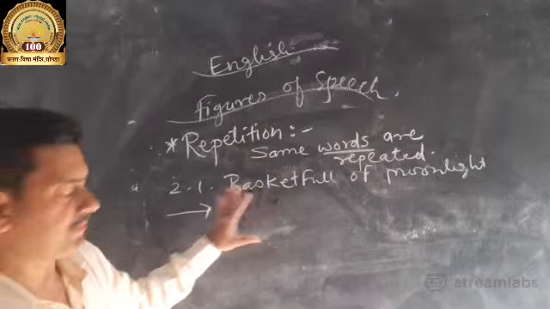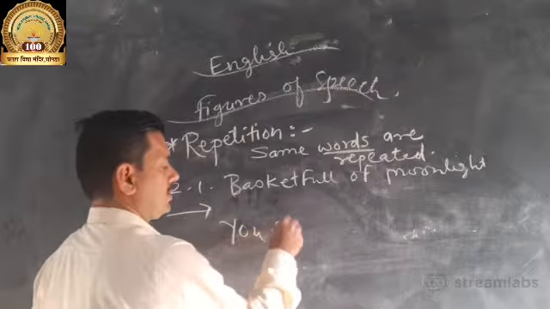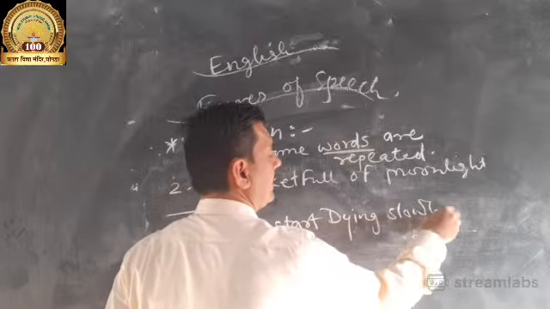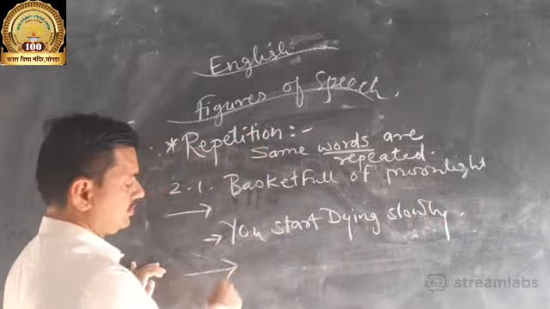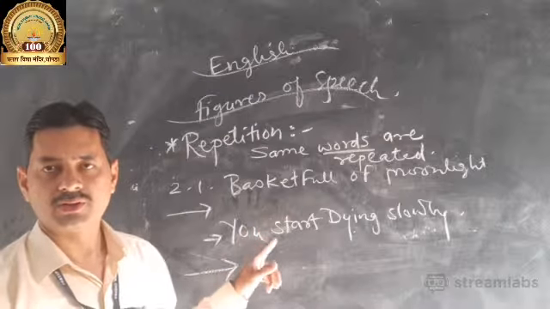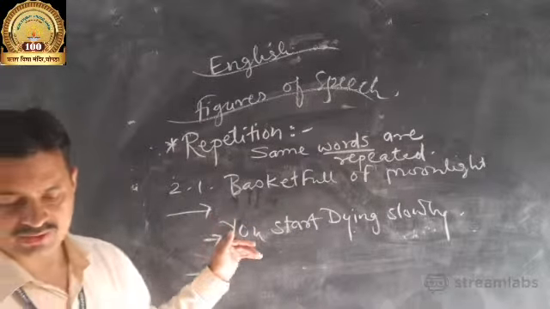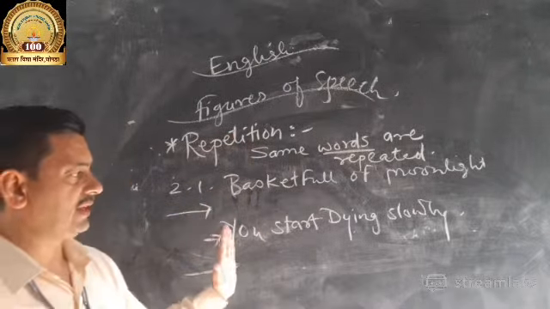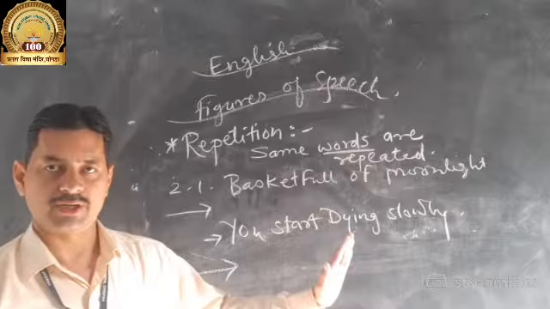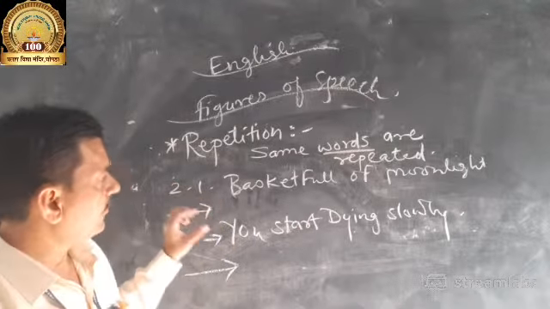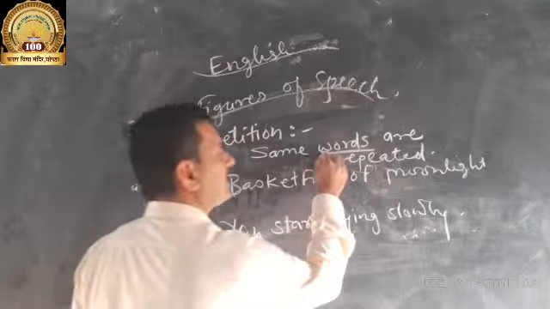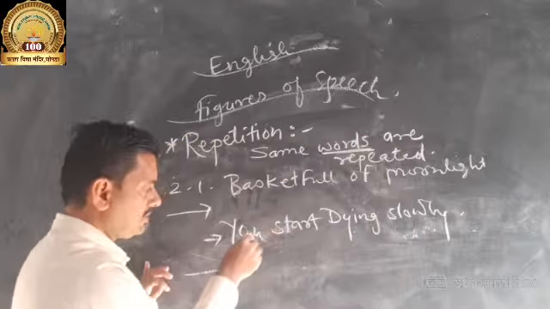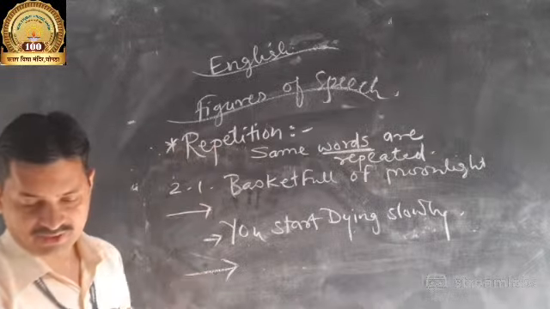Again, if you try to see the poem 'You Start Dying Slowly', in this poem you can find that the line is repeated throughout the entire poem. That is, 'You start dying slowly.' At the end of each stanza, the line is repeated. So it is important for all of you that if words are repeated in the same line, that is the repetition figure of speech. Or if the line is repeated, again that is the repetition figure of speech.